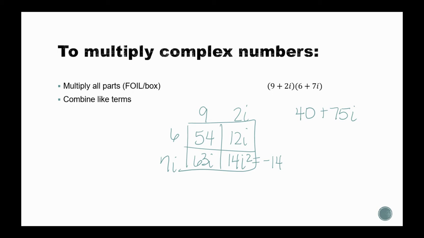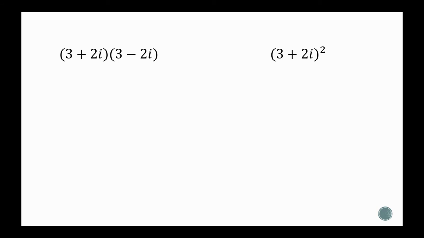Yes. i squared equals negative 1, which we then multiply by the 14 that's already there, which gives us negative 14. Now, here's the thing with the box. You're really just changing the sign of the coefficient. Okay, so let's try the next one. 3 plus 2i times 3 minus 2i. Go ahead and multiply that out. See what you get.